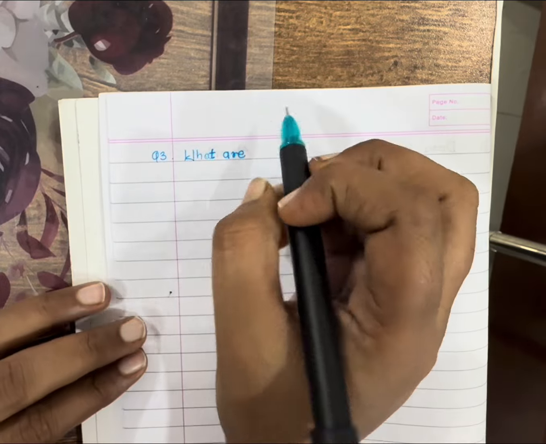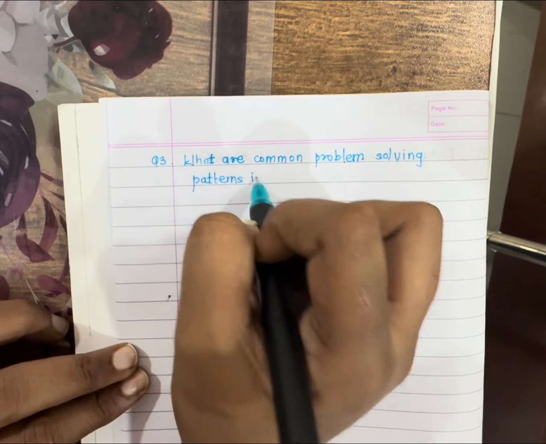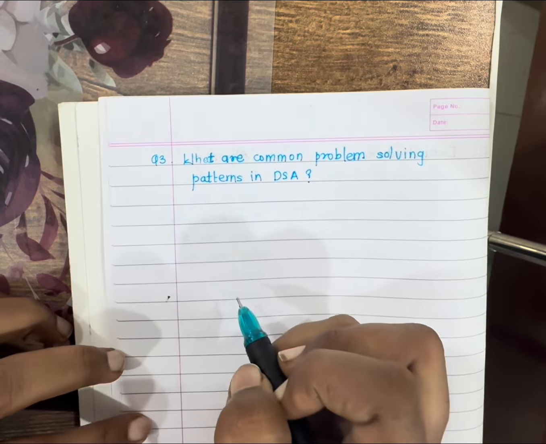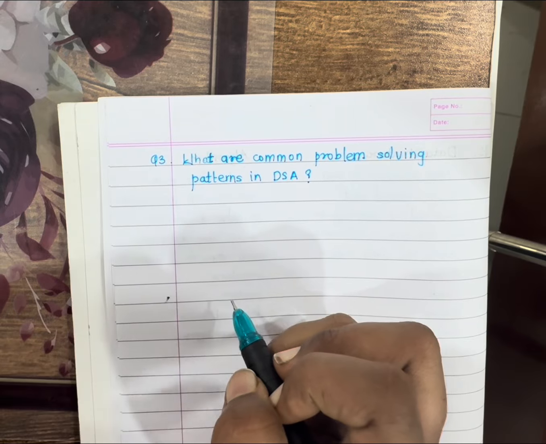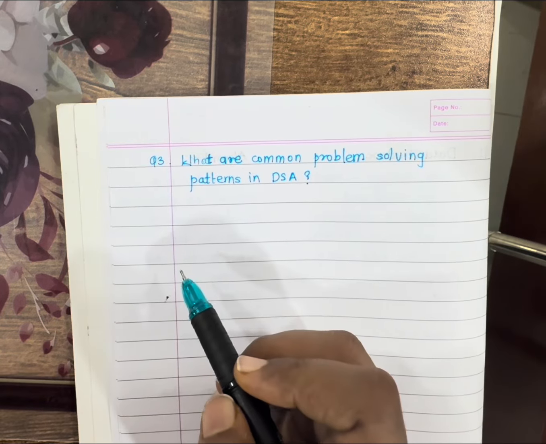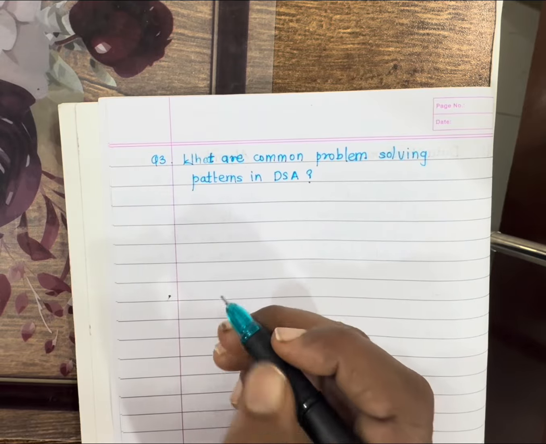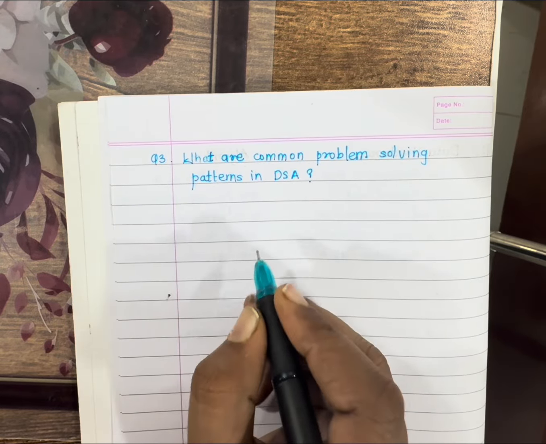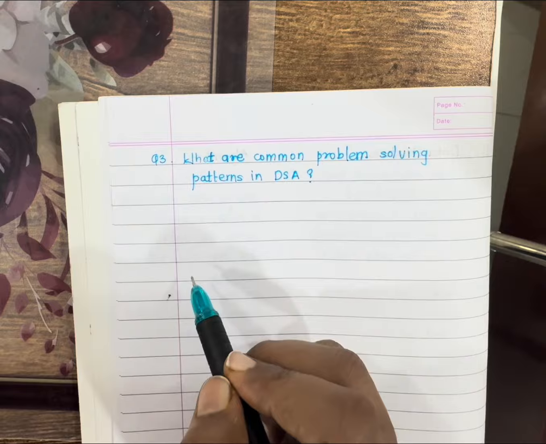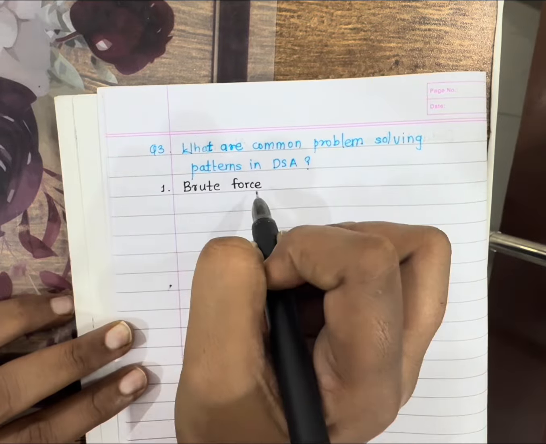So our next question is, what are common problem solving patterns in DSA? As of now, we will just go through and understand what the common problem solving patterns are. We will not go in depth. That will be explained later in other videos. For now, we'll just try to know the names and know about the patterns that we use for problem solving in DSA. So the first one is the brute force approach.